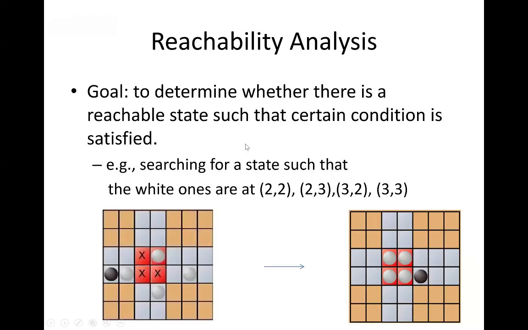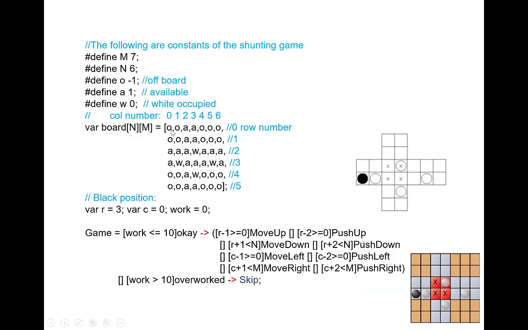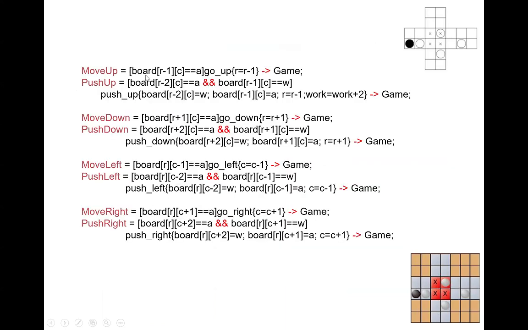The reachability analysis is basically: give me the initial configuration of the white sheep positions. The black dog can push those whites into the middle position. If it can achieve the final state, then we want to find out the traces of the different events of the black dog. So we can easily develop a model, a two-dimensional array, O representing outside position, A representing available, W representing the white position, where the black position is represented by R, row number equals 3, vertical number equals 0. So this is the model that captures the move up.